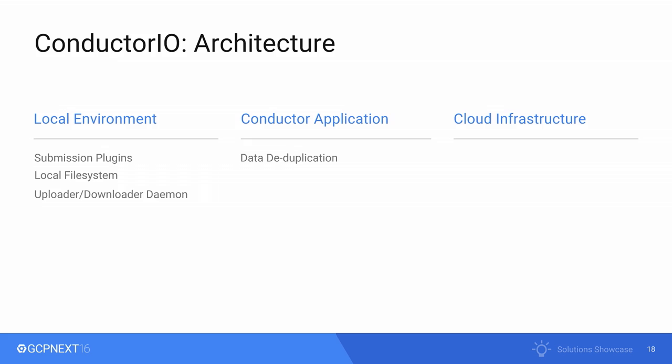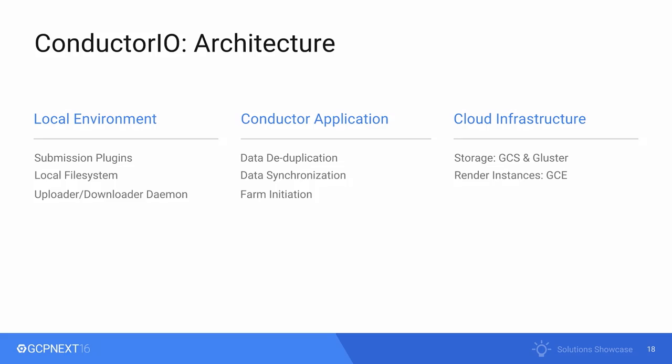The data is initially stored in GCS, and then specific instances are spun up to sync data from GCS to a Gluster NFS share. And we scale up at 100 render instances per Gluster instance in order to meet our I/O needs. Now, the Conductor app also determines the required number of render instances and spins up the right number from Google Compute Engine, scaling up quickly, reliably, and massively.